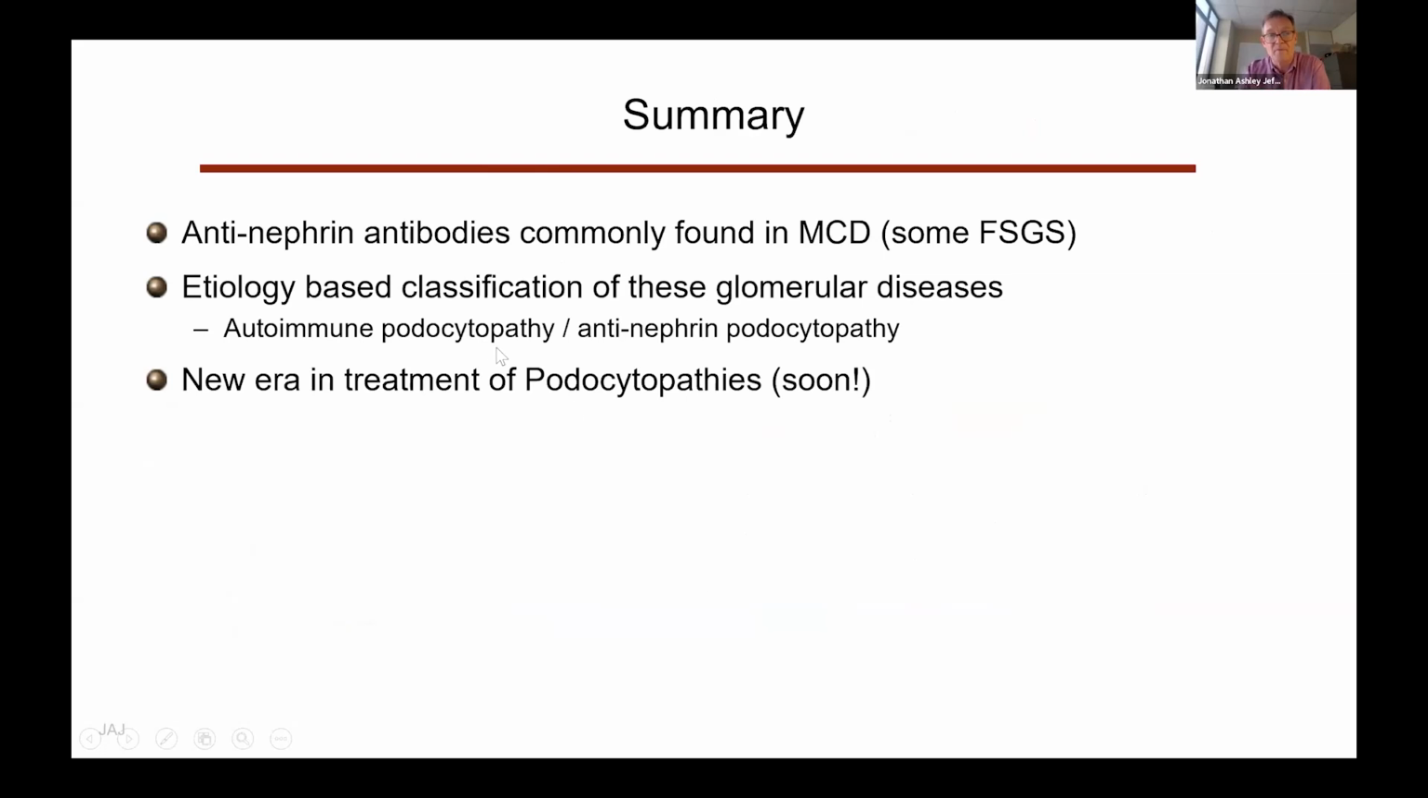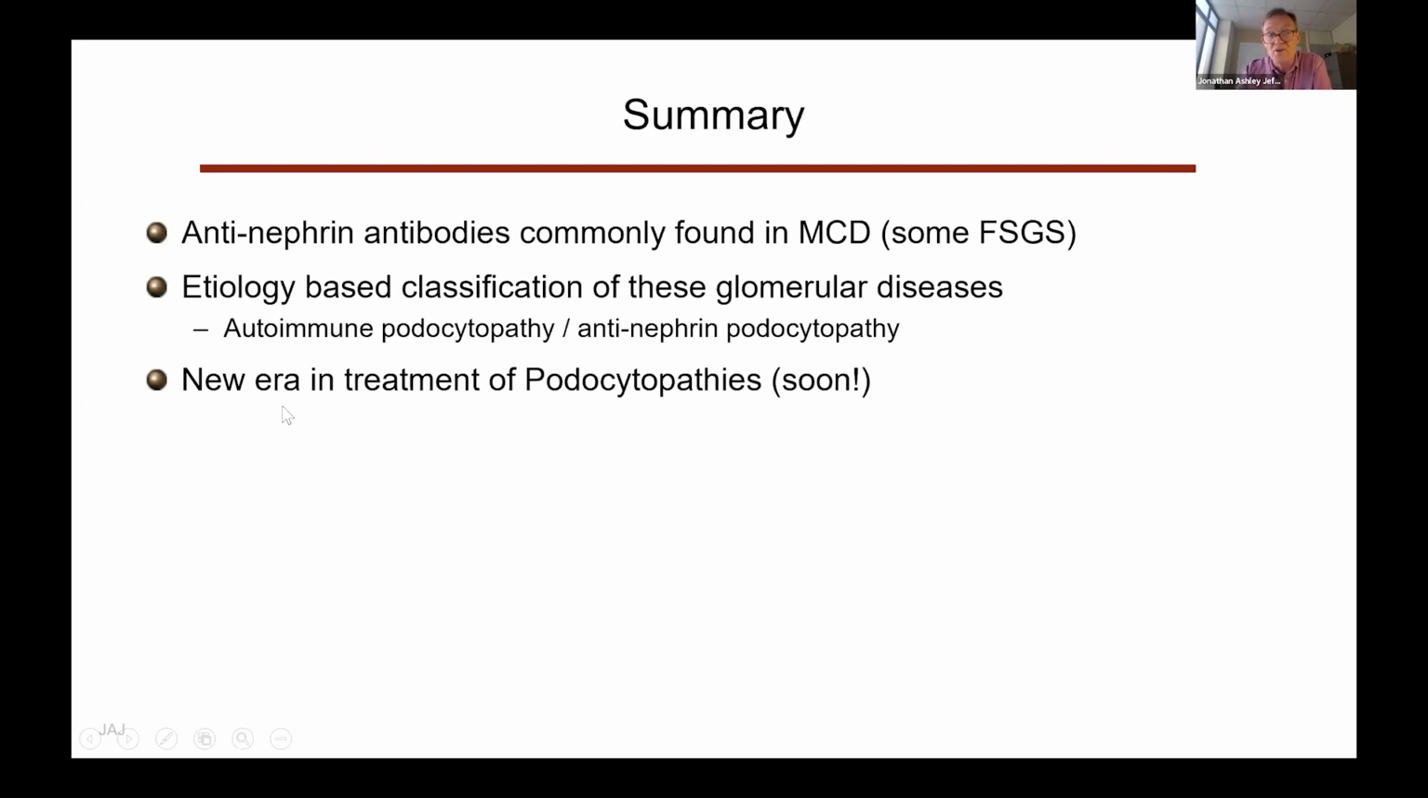So in summary, anti-nephrin antibodies are commonly found in minimal change disease and in some patients with FSGS, again demonstrating the overlap in these two clinical phenotypes. I think we're gradually moving away from these descriptors and hopefully moving to an etiologically based classification for these glomerular diseases, starting to use the term autoimmune podocytopathy, maybe diffuse podocytopathy, or hopefully being more specific when we have better data or are better able to measure these antibodies, such as an anti-nephrin podocytopathy.